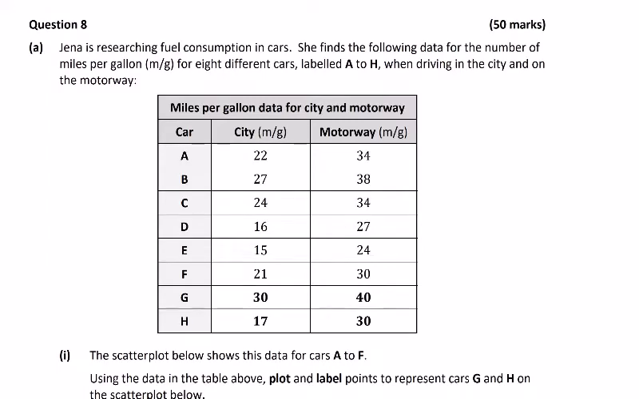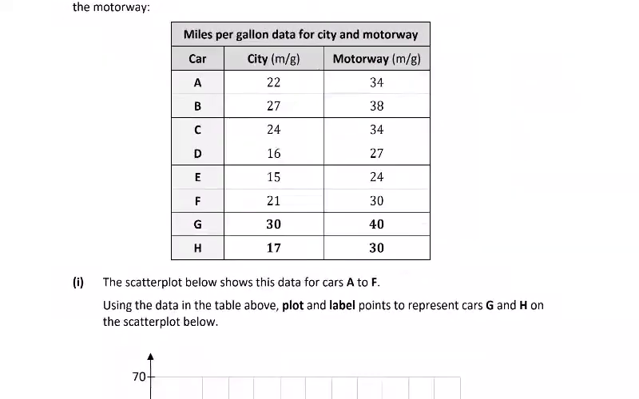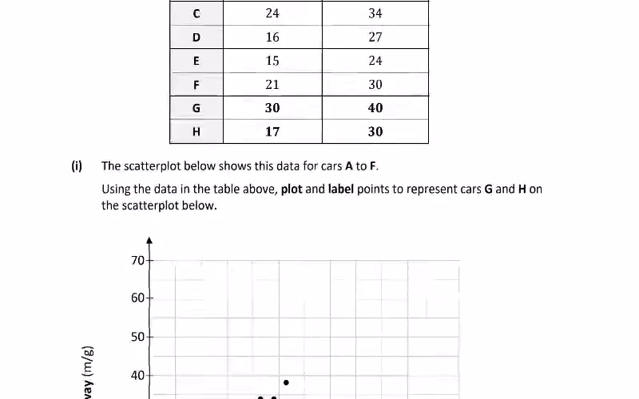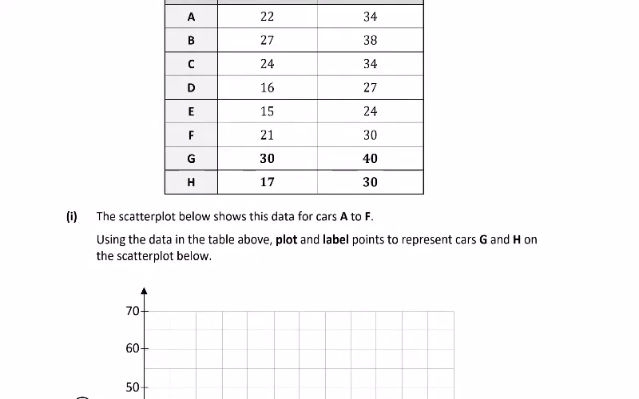Here we have question 8 in 2022. Gina is researching fuel consumption in cars. She finds the following data for the number of miles per gallon for 8 different cars, labelled A to H, when driving in the city and on the motorway. The scatter plot below shows the data for cars A to F, and you're asked to plot G and H.